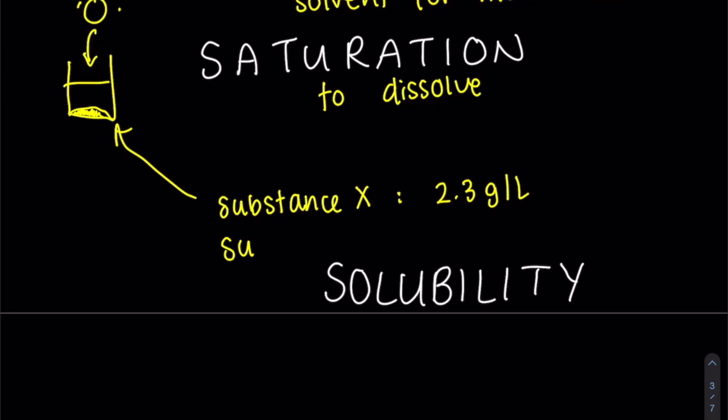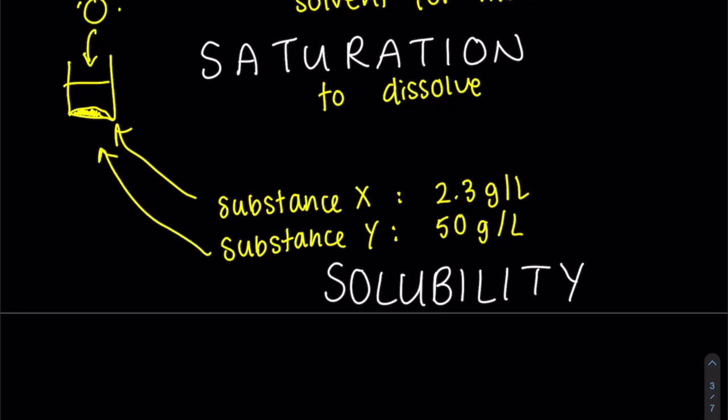But substance Y might have a solubility of 50 grams per litre. So for substance Y, I can add up to 50 grams and that will dissolve fine, and any more than that is going to sit at the bottom of my beaker. So obviously I can dissolve lots more of substance Y than of substance X, which means that substance Y is more soluble. It dissolves more easily and more of it will dissolve.